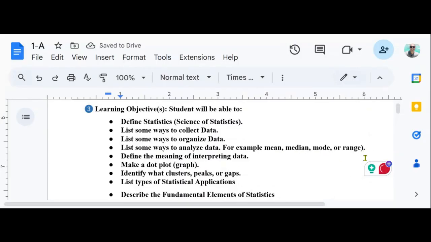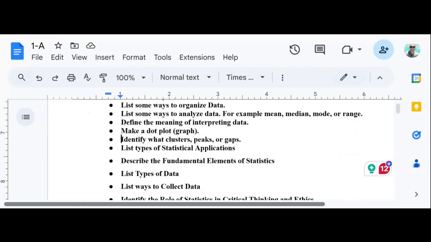Okay. Yellow. Next one, please. Your turn. Define the meaning of interpreting data. Make a dot plot graph. So what does interpreting data mean? Putting the data into words. Yes. And what should we do with a dot plot? It's like a graph. We can graph the data using what type of graph? Dot plot. Yes. It's like dots and dots. Okay. Next one, please.